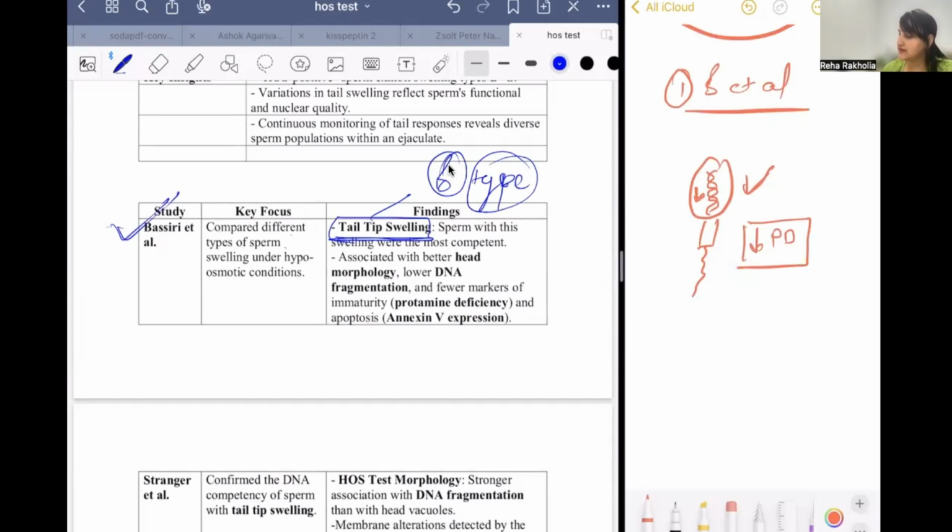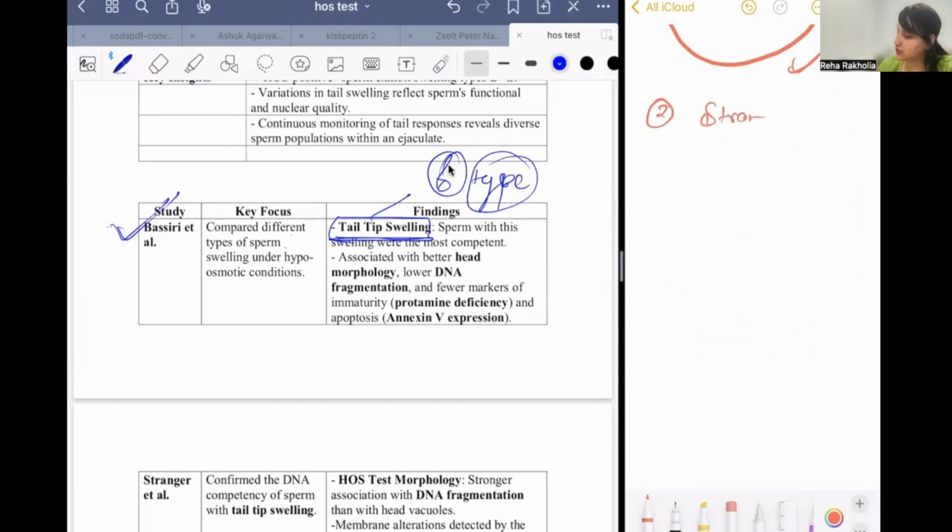Another thing is there was a low level of apoptosis. How will we know that there is a low level of apoptosis? By seeing annexin V expression. These sperm have less annexin V expression, meaning the sperm is less likely to undergo cell death.